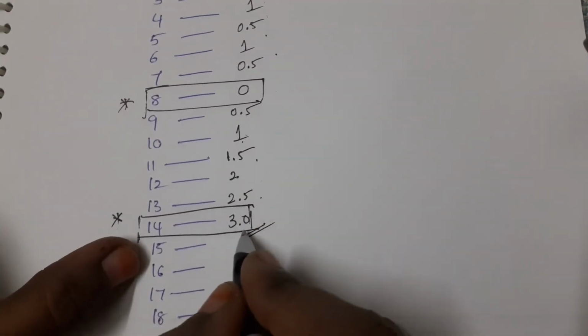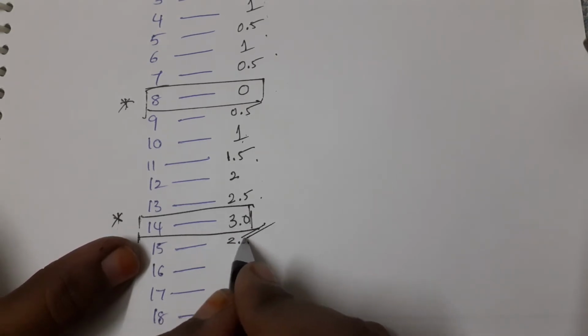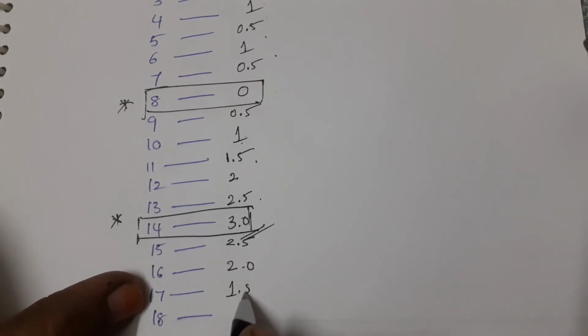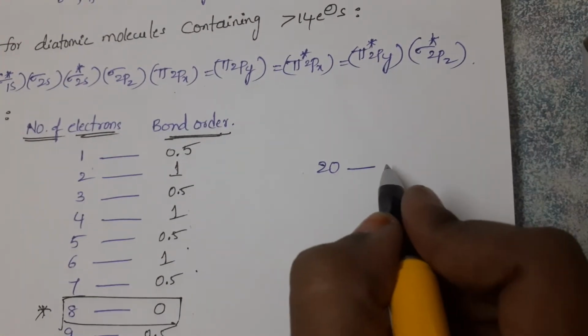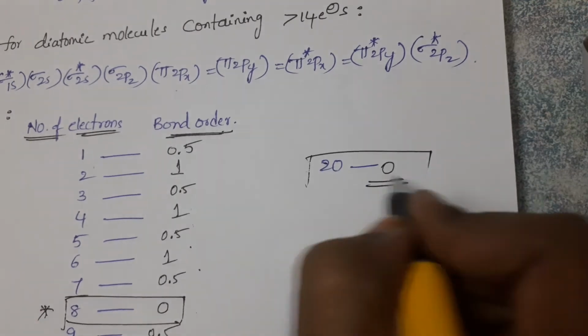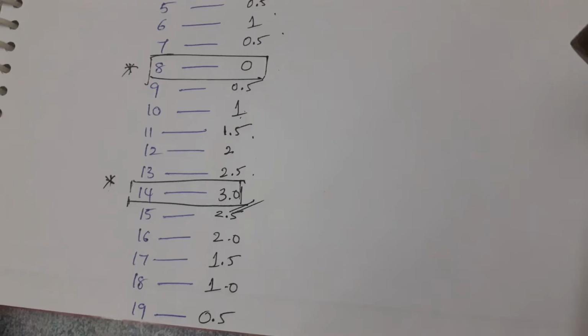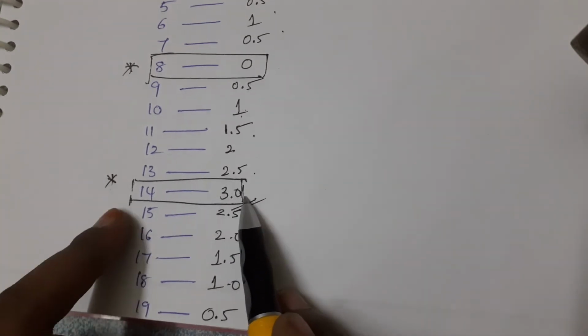Here, for 15 electrons, decrease 0.5 from 3, and we get 2.5. Here 16 electrons, 2. 17 electrons, 1.5. 18 electrons, 1. 19 electrons, 0.5. Here comes 20 electrons, that is 0. So mark it as a note. See once again, after 14 electrons, where the bond order is 3, decrease the bond order by 0.5.